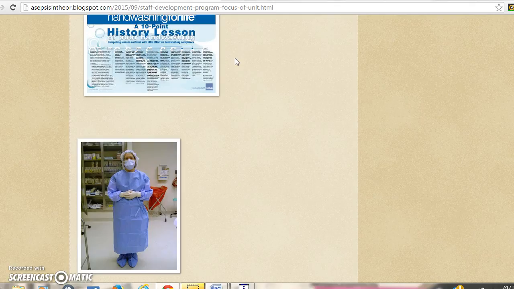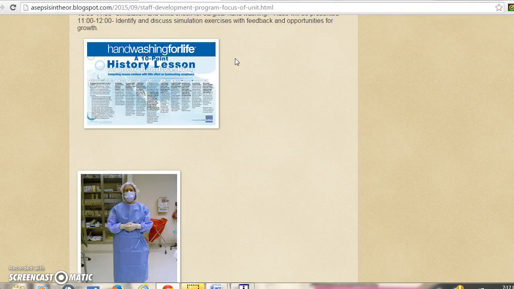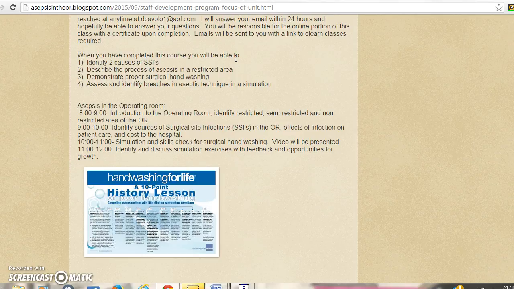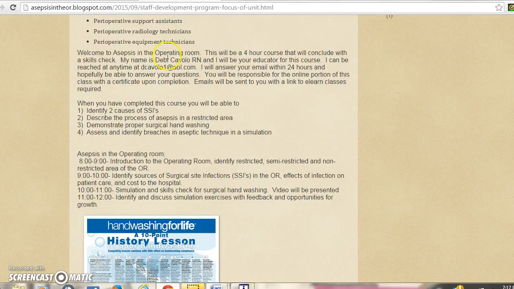You have provided up here a way that you could be contacted. You introduced yourself and gave your credentials, and you also let the learner know how long it would take you to respond to any questions that they may have. You gave 4 learning objectives, which I thought were great. These were great learning objectives.